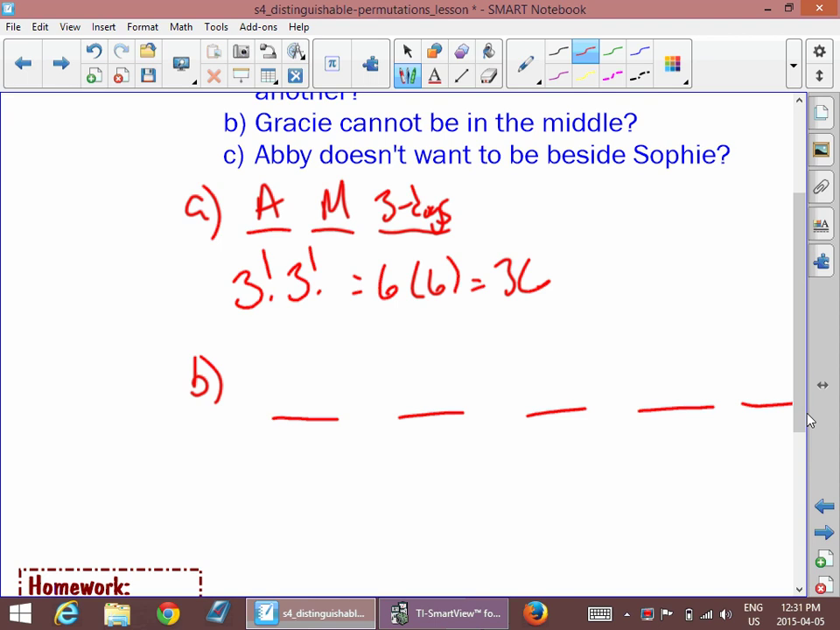If Gracie can't be in the middle, then there's 4 dogs who can go in the middle. Once you place one of them, there's 4 left to choose here, 3 left here, 2 left here, 1 here. So in other words, it's 4 times 4 factorial. 4 factorial is 24, times 4 is 96. There's 96 ways of placing the dogs in such a way that Gracie cannot be in the middle.